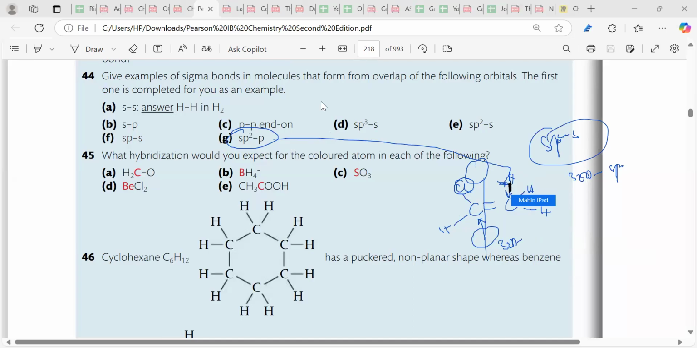Now we are going to the next part. This was all about the hybridization, the difficult topics, right?